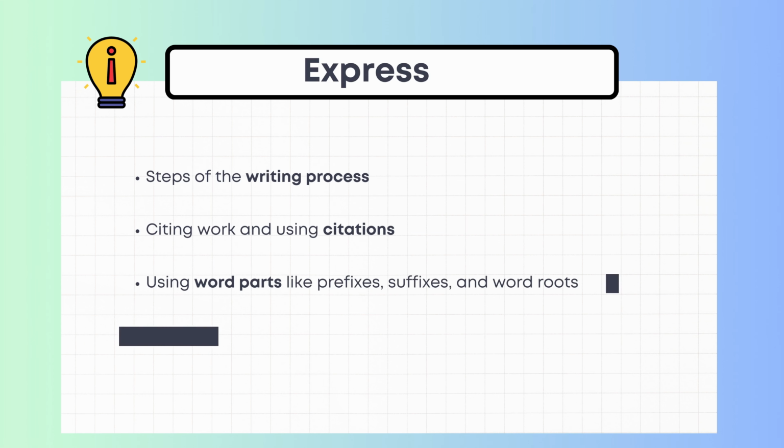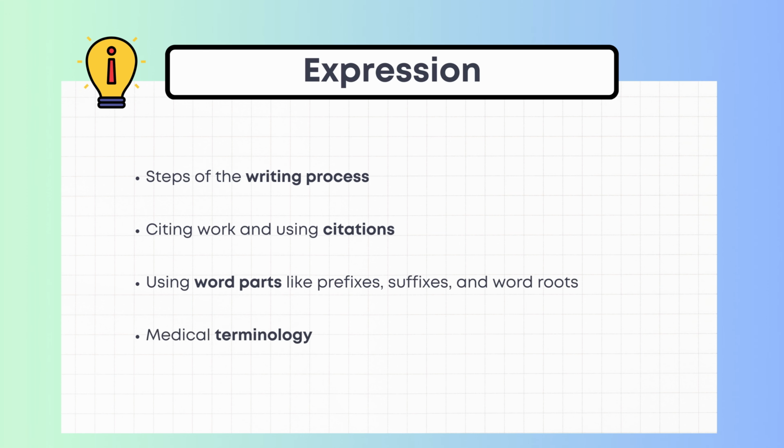The last section of TEAS English is expression. This could be the steps of the writing process, using citations, identifying what should be cited and why, and then word parts like prefixes, suffixes, and word root.